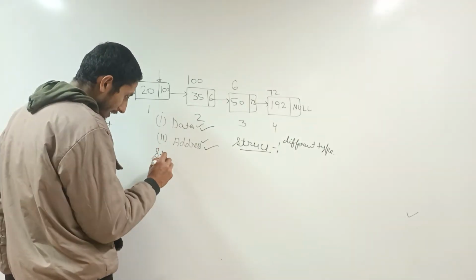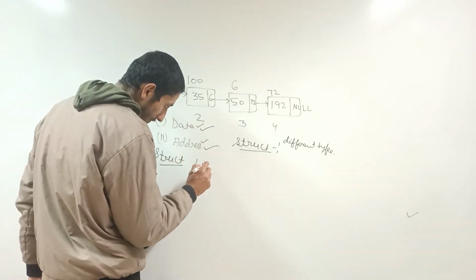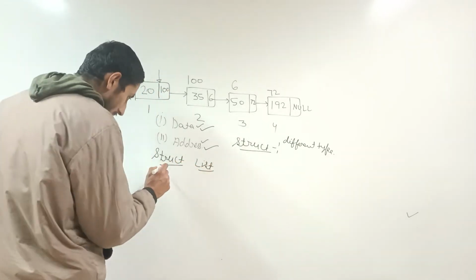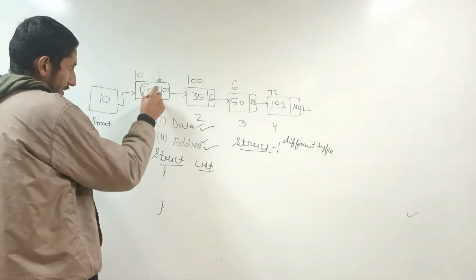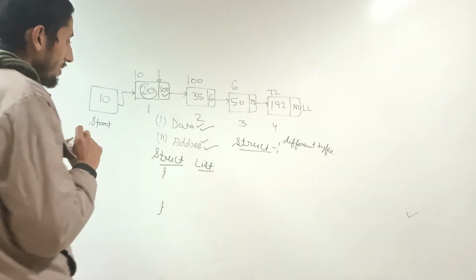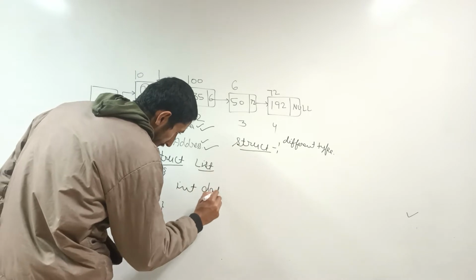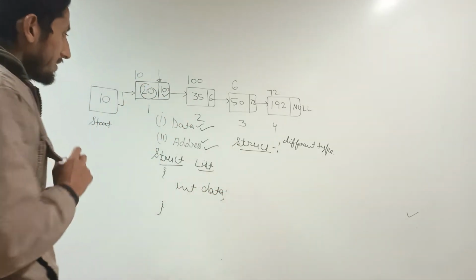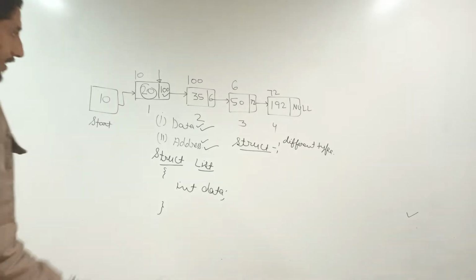We can write something like struct, and the name of the structure is called list. In this, I have two things. The first one is data and the second one is address. Let's say the type of data is integer, so I put int data. The second one, we have to save the address. Whenever we talk about an address, we have to use a pointer.